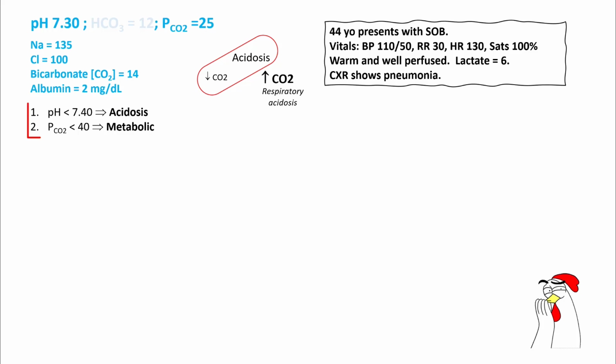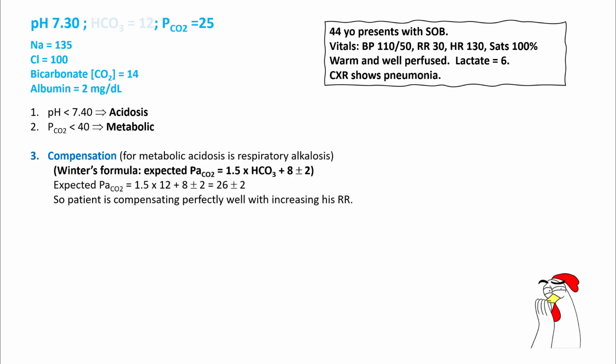This pH is 7.3, which is acidosis. And since in respiratory acidosis, elevated CO2 is the reason for acidosis, in this case we see that the CO2 is actually on the lower side. This acidosis is not from respiratory causes, so it is from metabolic causes. So this patient has metabolic acidosis.